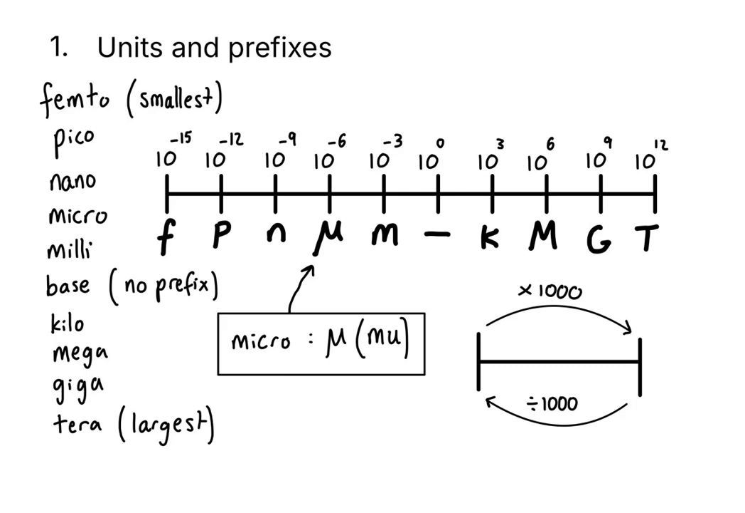Learn this line. When a question hands you nanometers or megajoules, you want that conversion to be automatic, not something you're nervously deriving under exam pressure. Also note that for micro, because we've already used the letter small m, we use the symbol mu.